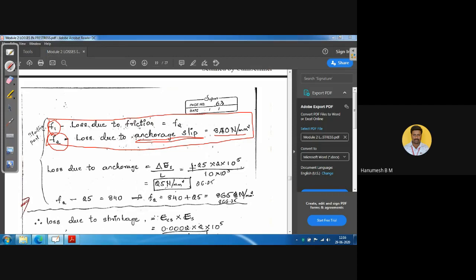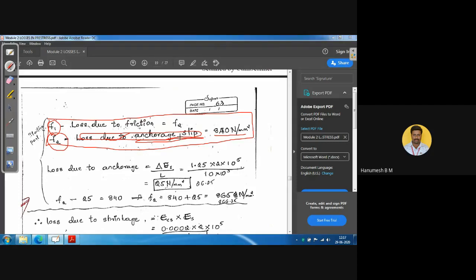Anchorage slip, it is given as 1.25 mm. 1.25 into Young's modulus of the steel, it is 2 into 10 raised to 5 Newton per mm square divided by length of the beam in terms of millimeter. 10 meter means 10,000 millimeter, 10 into 10 raised to 3. Now the loss due to anchorage slip is equal to 25 Newton per mm square. Now I got this value, loss due to anchorage slip is 25 Newton per mm square. Now I can easily calculate F2 value. F2 is equal to 840.